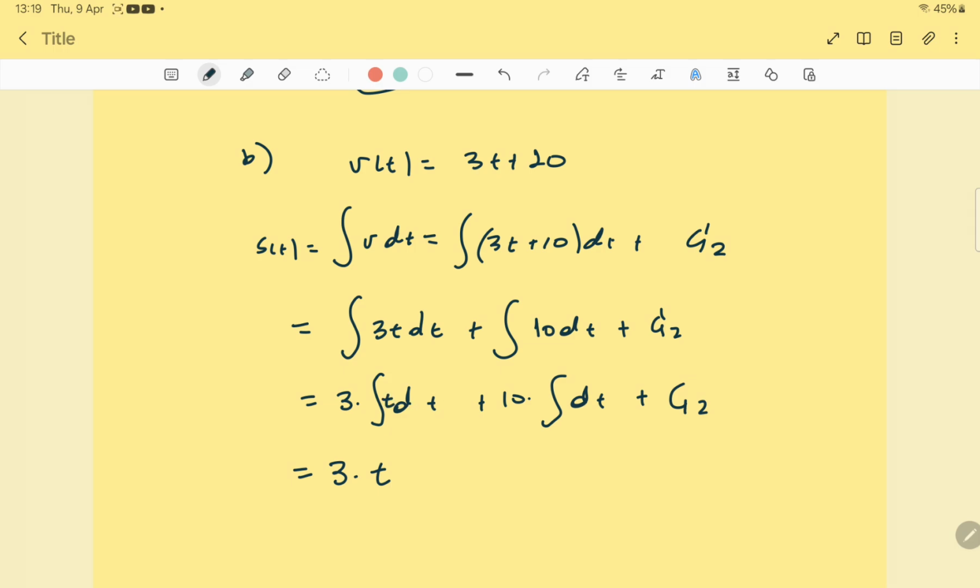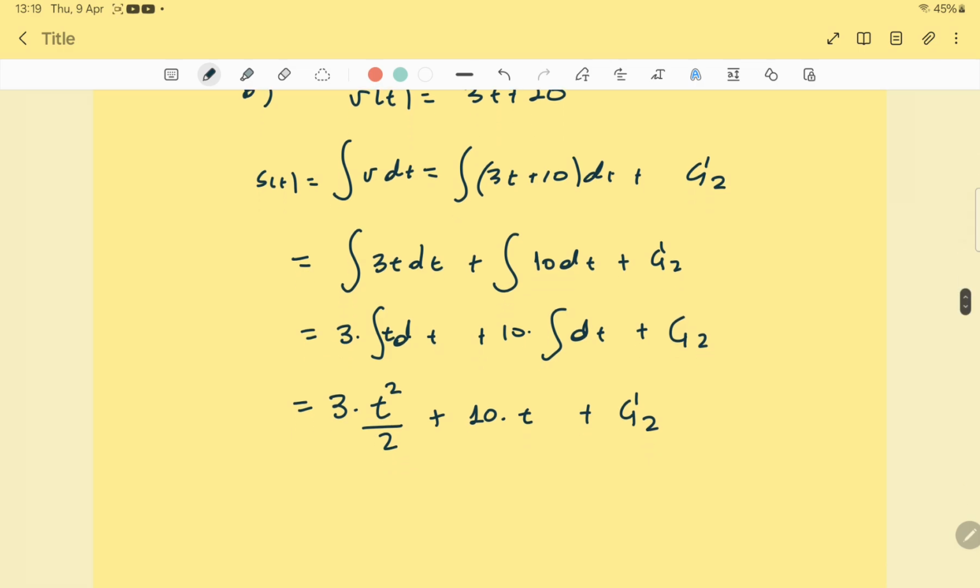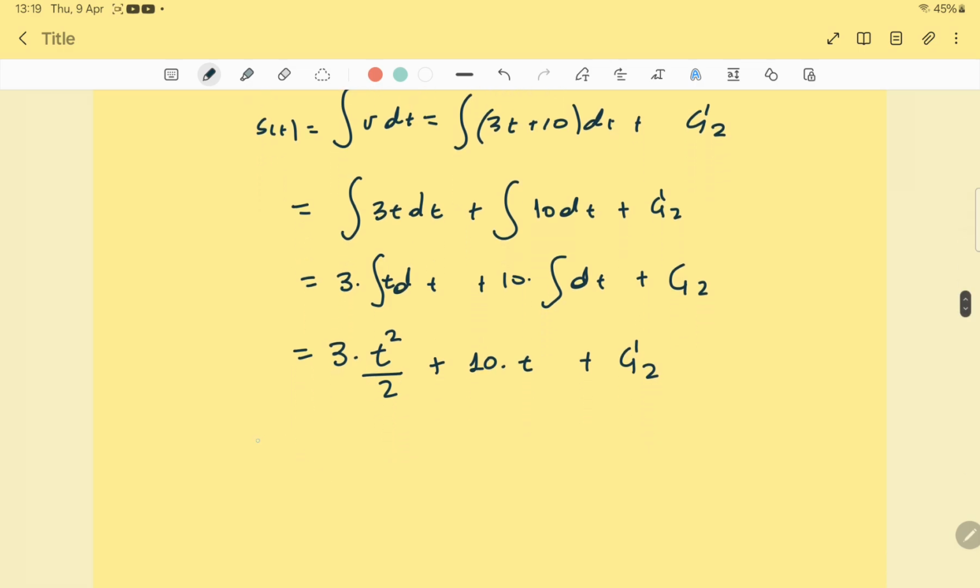The integral of t dt is t squared over 2, plus 10 times the integral of dt, which is t, plus c2. Okay? So the displacement function s of t is going to be 3/2 t squared plus 10t plus c2. That's going to be my displacement.